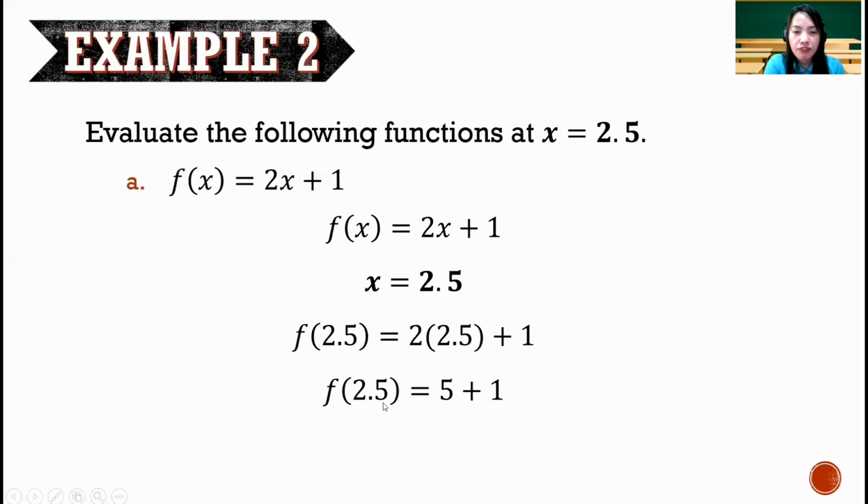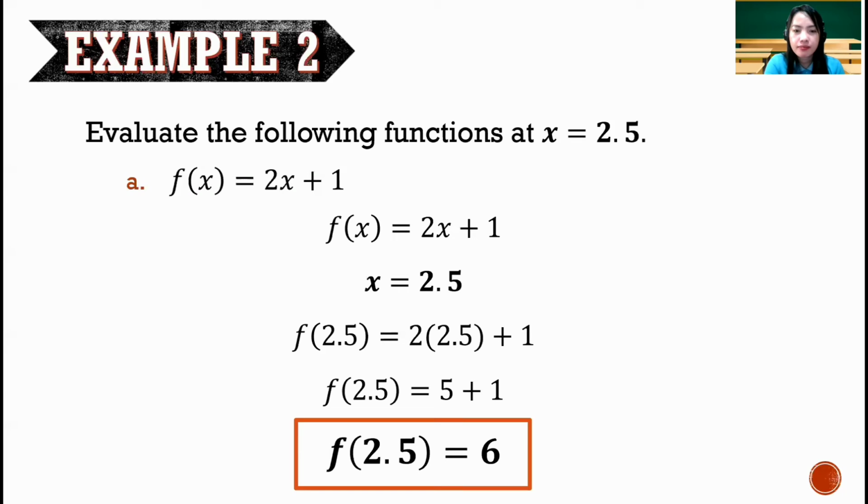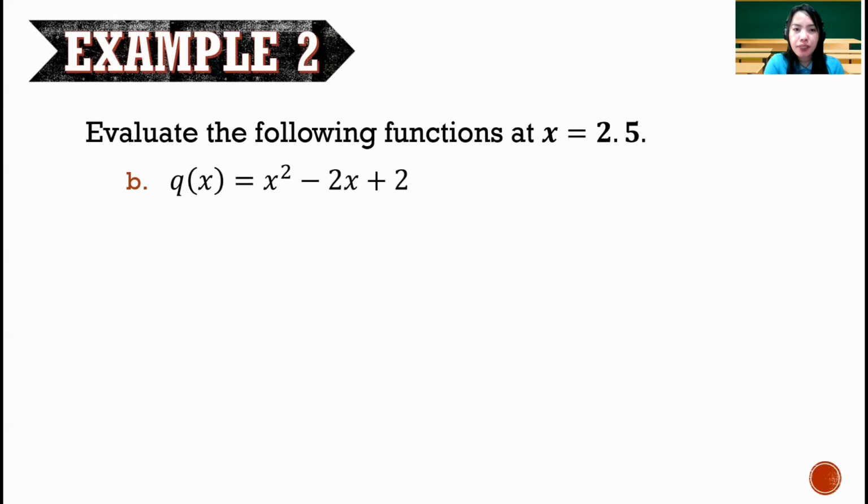F of 2.5 equals 2 times 2.5 is 5 plus 1. 5 plus 1 is 6. F of 2.5 equals 6 is the final answer. Let's proceed to letter B.